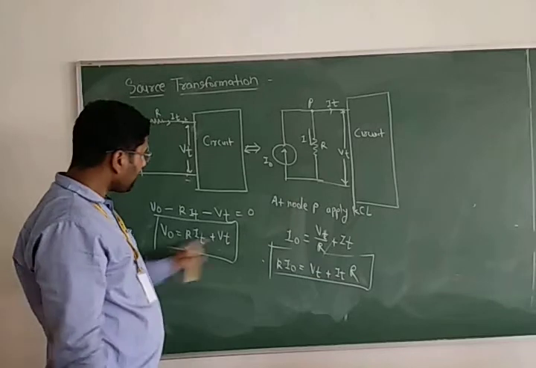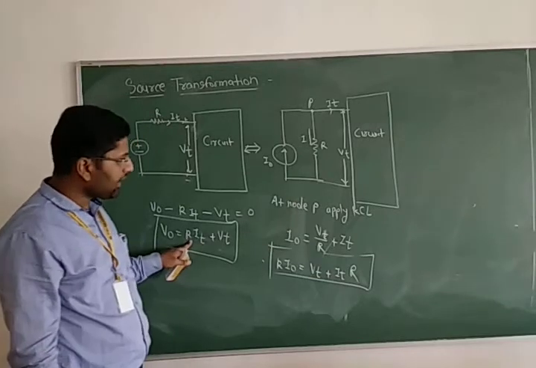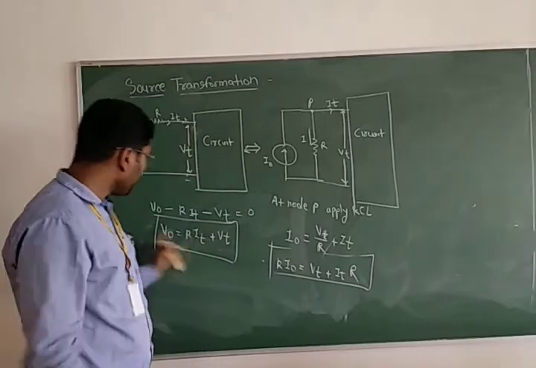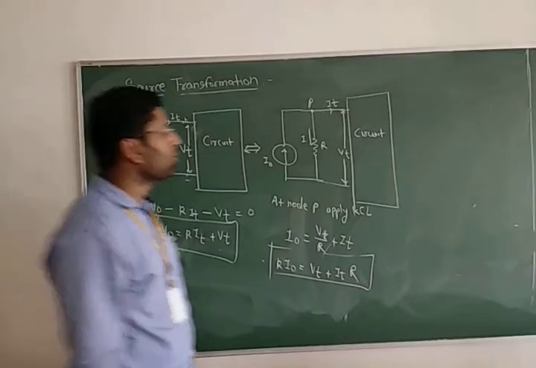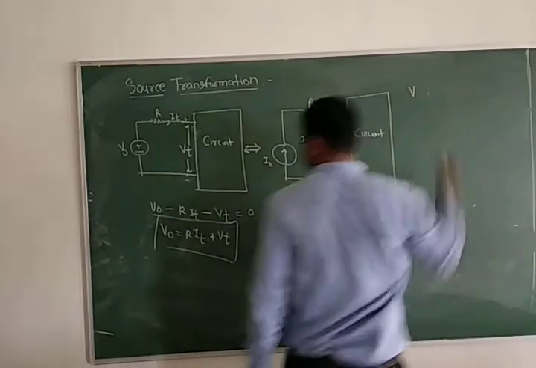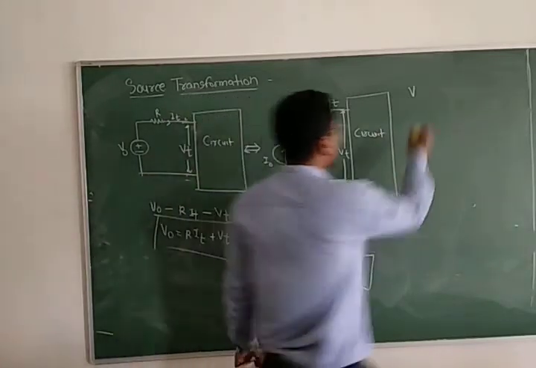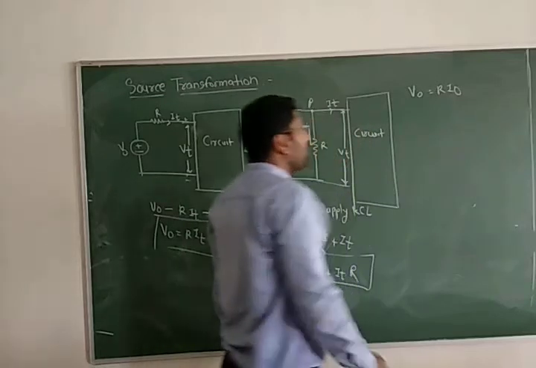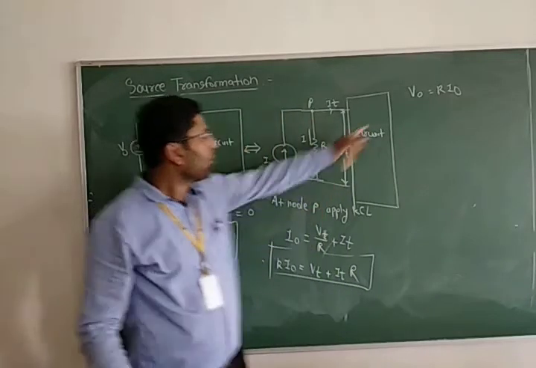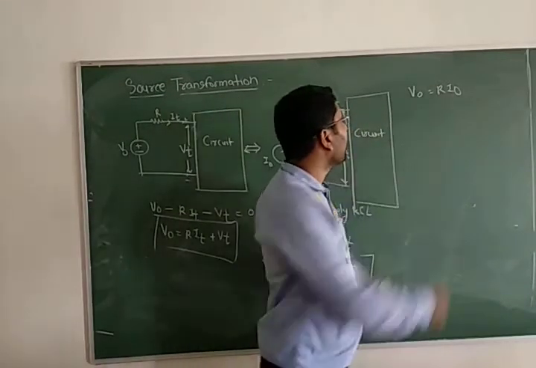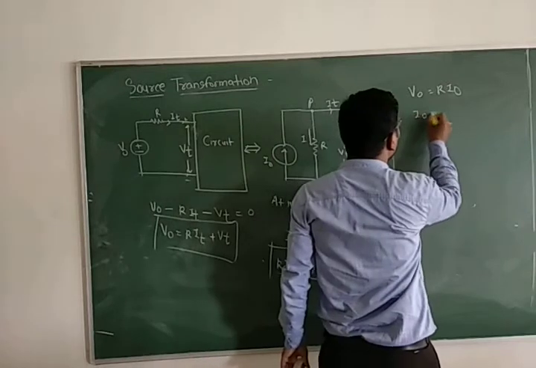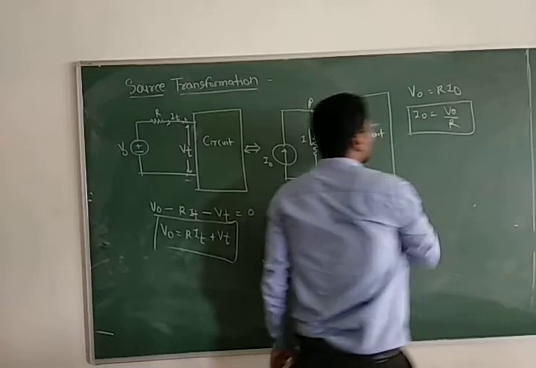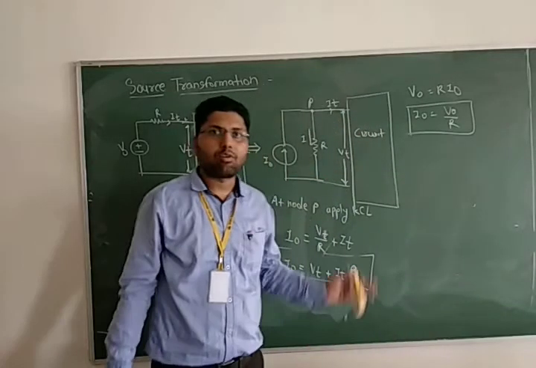And compare both the equations. You can see that the right side of the equation is similar. Now we have to compute the left side. So you can see V0 is equal to R into I0. So how to convert voltage into current? If I want to convert into I0, then I0 is equal to V0 divided by R. So that is the way you have to do the conversions.